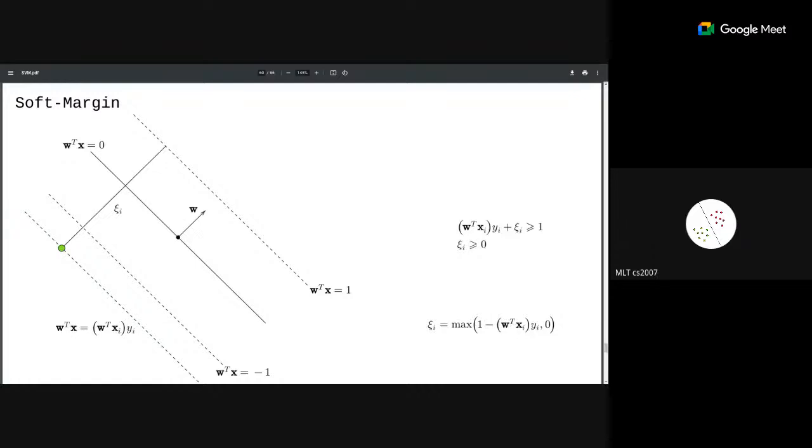If W transpose X Y is greater than 1, it's on the right side of the margin, so you don't need to do anything. So psi a will be 0. If it is on the wrong side of the margin, then the actual line is 1, where we want it to go, but psi a is w transpose xi yi away from it. So you have to subtract this, 1 minus w transpose xi yi. That is the amount by which you have to push it. So it's the max of these two.